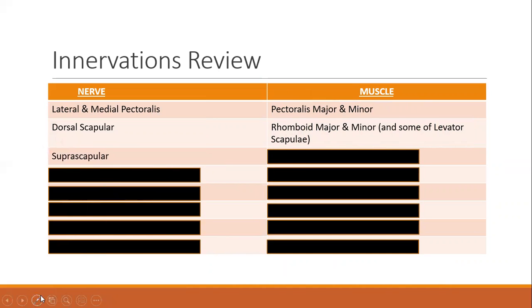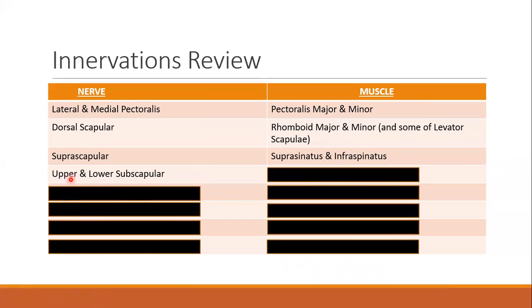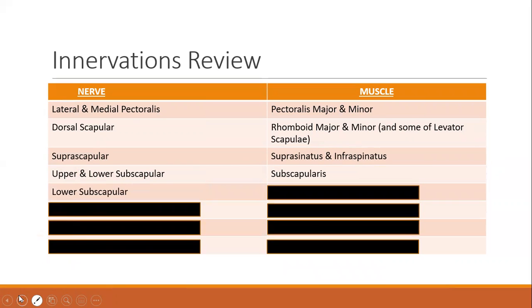Your suprascapular nerve is going to innervate your supra and infraspinatus muscles. Your upper and lower subscapular nerves are going to innervate your subscapularis muscle. Your lower subscapular nerve is going to innervate your teres major muscle.